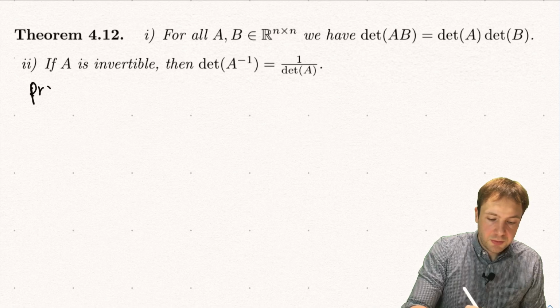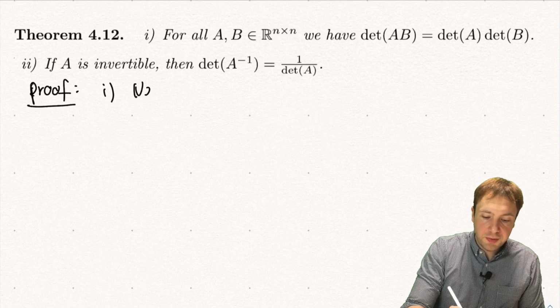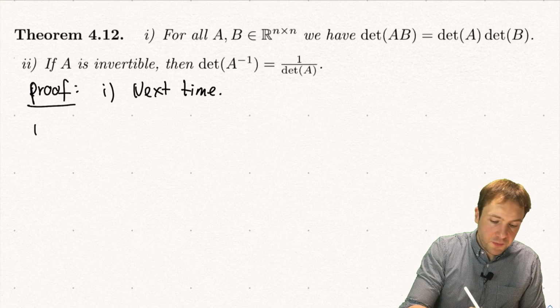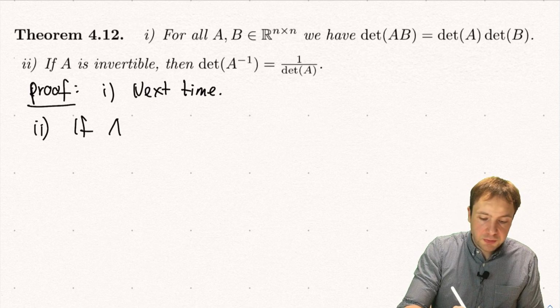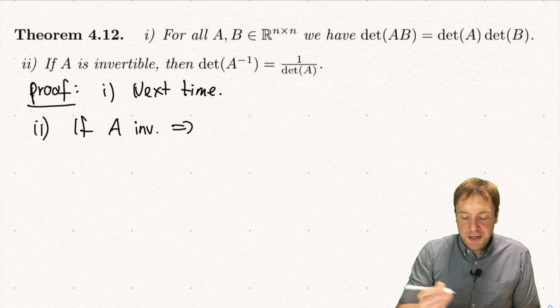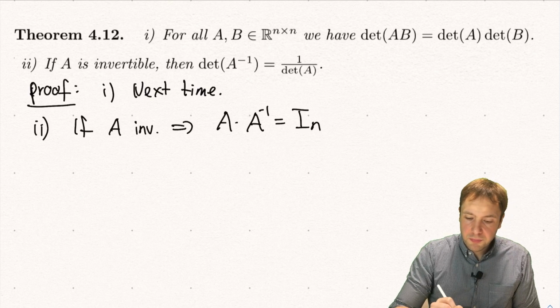So the proof of this, number 1 we will do next time, but number 2 follows from number 1. So if A is invertible, then A inverse exists, and we know that A times its inverse is just the identity matrix.